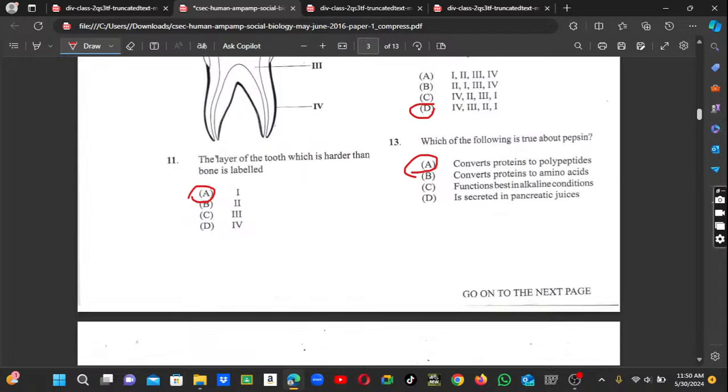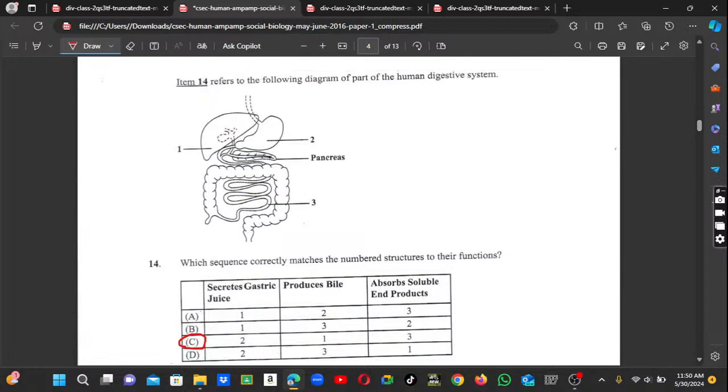Alright, good. Number 14 now, guys. Here we can see there's a diagram showing a human digestive system. So we know that 2 would be what? Here we are talking about the stomach, which would produce what? We know that the stomach normally produces gastric juice. Right? Good. And 1, what we are seeing here, would be what? The liver. So that would produce what? Bile. And then we are talking about the small intestine. This would be the large intestine, and the small intestine here would be what? The end products. So this one is a giveaway. Therefore the answer would be C.